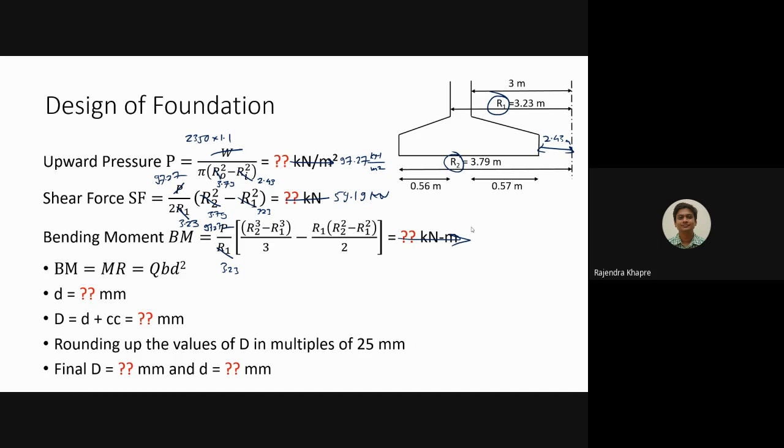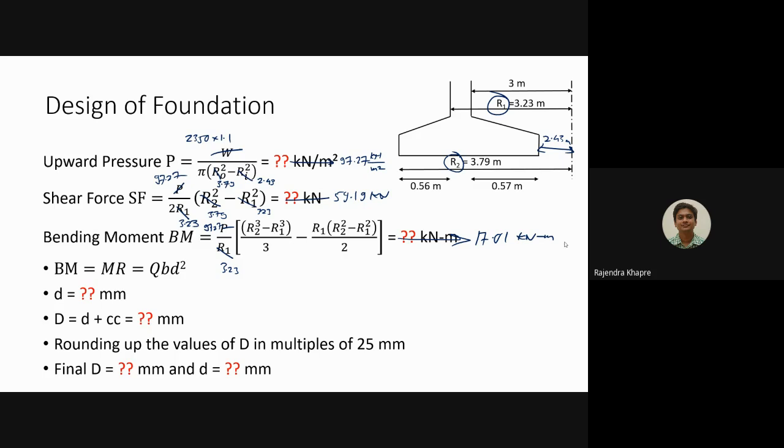कितना आ रहा बेंडिंग मोमेंट? Anyone? बोलो. 70 point, 17 point. Okay, काफी कम है. This is kilonewton meter. Okay, so now all we have to do is do the depth calculation.